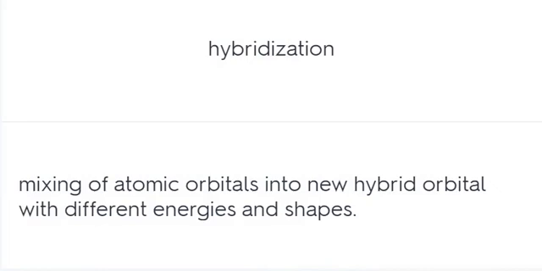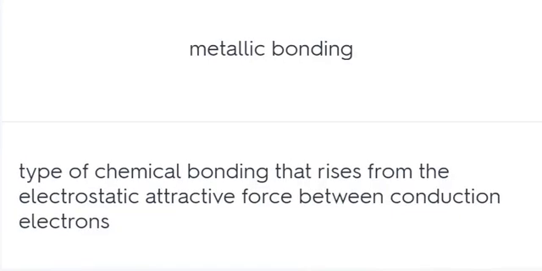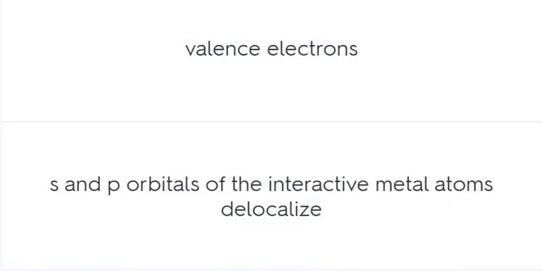Hybridization: mixing of atomic orbitals into new hybrid orbitals with different energies and shapes. Metallic bonding: a type of chemical bonding that arises from the electrostatic attractive force between conduction electrons. Valence electrons: s and p orbitals of the interacting metal atoms delocalize.